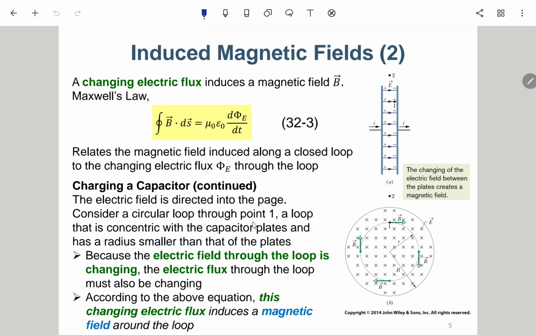Consider a circular loop through point 1, a loop that is concentric with the capacitor plate and has a radius smaller than that of the plate. Actually, we assume this is a capacitor, and the capacitor is also a circular plate. Here we try to draw some Amperean loop. This is the Amperean loop. This is a boundary for the capacitor. This is a capacitor.